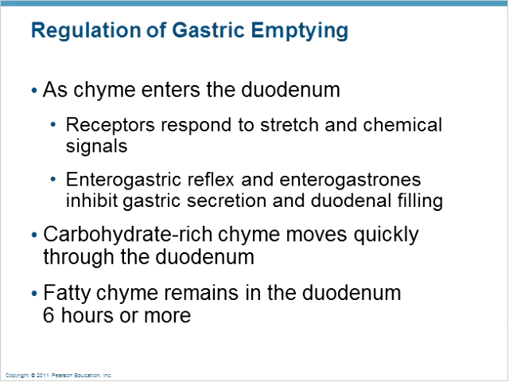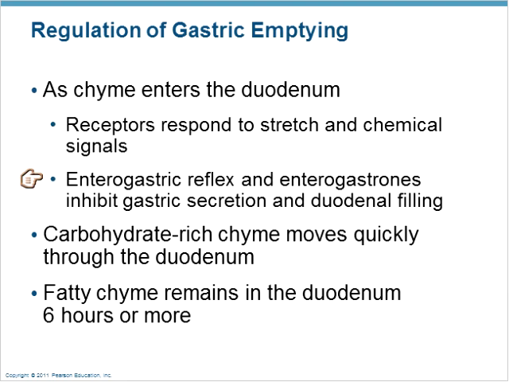As the chyme enters the duodenum, receptors respond to the stretch and chemical signals. The enterogastric reflex and the enterogastrones inhibit gastric secretion and duodenal filling. And the gastrocolic reflex is interesting. If you ever notice that when little kids sit down to eat dinner and eat a few bites, they immediately have to go poop. The reason is that there's a gastrocolic reflex which says, I'm eating something, I need to poop. We override that as we get older, we start to control it, but it's an interesting phenomenon.